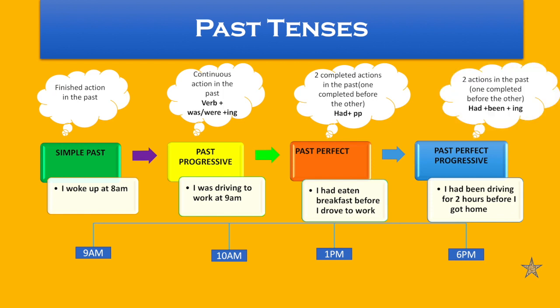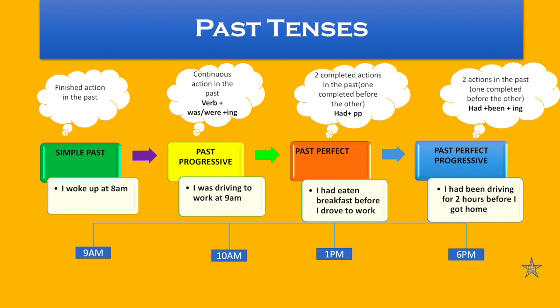Now the past perfect progressive, it's similar. So you have two actions in the past, one completed before the other, but there's something that was in progress. So I had been driving for 2 hours before I got home. So 2 hours before 6 o'clock, since you're at home now at 6 o'clock, 2 hours before now, you were driving.